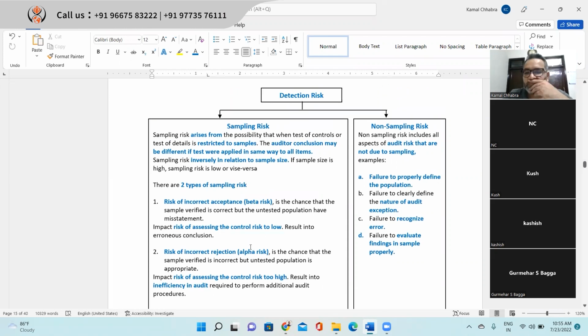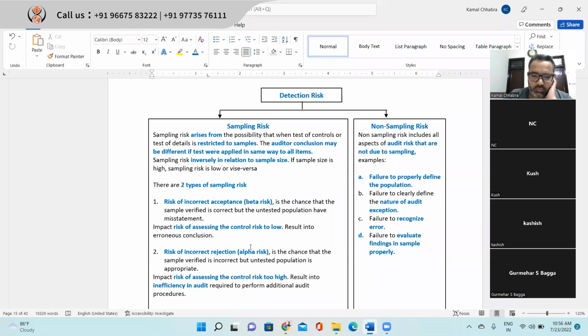Yes, sir, a question. If I talk about risk of incorrect acceptance, this becomes more like an inherent thing, that there is always a probability that in my remaining population there can be an error, or there is no error in my untested population, right? So this is not in my control. If I'm selecting, let's say, a sample of 25, the remaining population would always have that, and that's what detection risk is, right? Yes, we are not able to detect that. But in the second one, it's more that we are not able to perform it accurately, because this is not something that we're not able to identify.